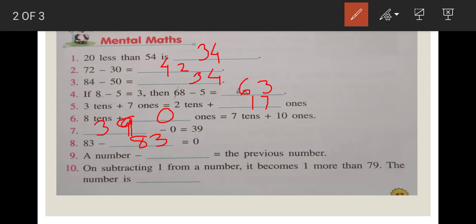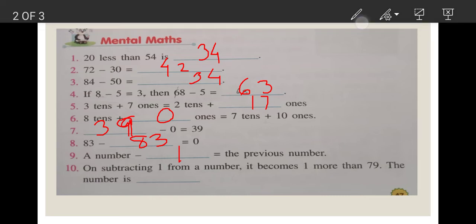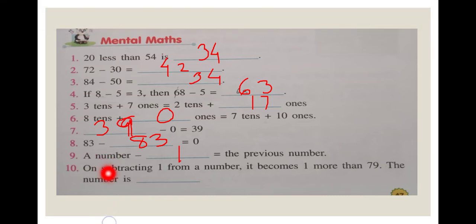That means how many do you have to subtract? You have to subtract 1. That means a number minus 1 is equal to the previous number. Now you have to listen to number 10 very carefully. There is so much to understand here.